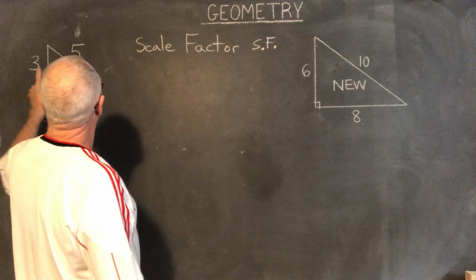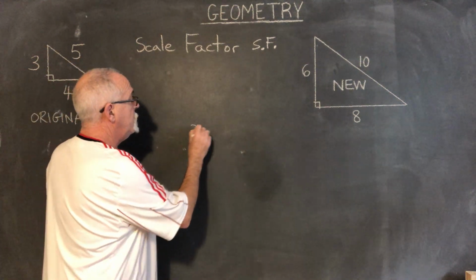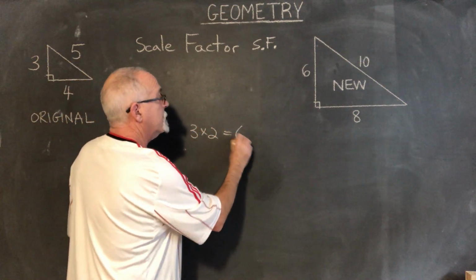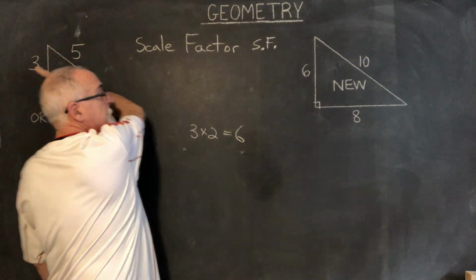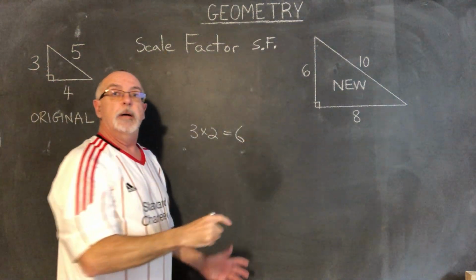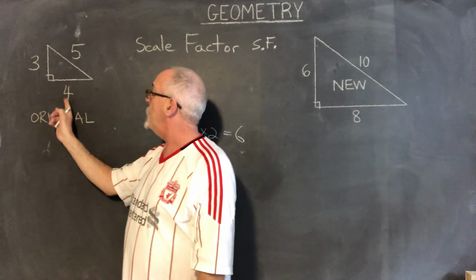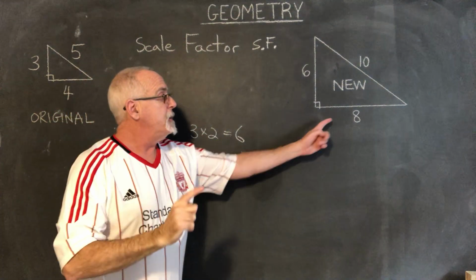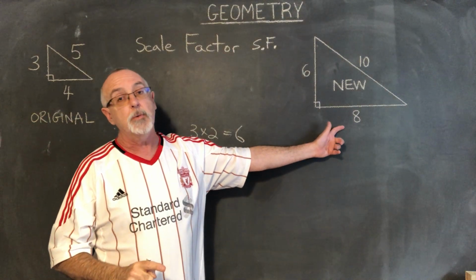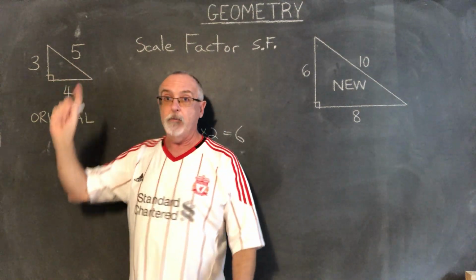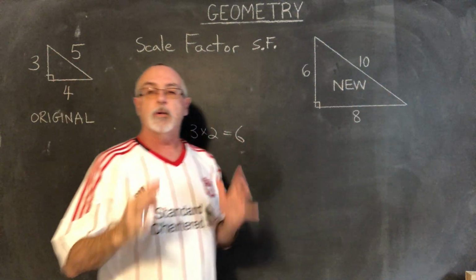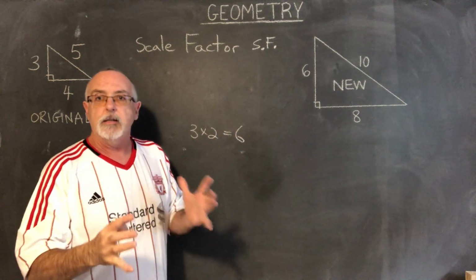If I multiply, for instance, 3 by 2, I get 6. So, okay, this 3 is being multiplied by 2 to get that 6. But if the two triangles are really similar, then it means I also have to be able to multiply this 4 by 2 to get this 8. And you can see that that's going to work. And I have to multiply the 5 by 2 to get the 10. That has to work. It has to work for all of the distances in the triangle.